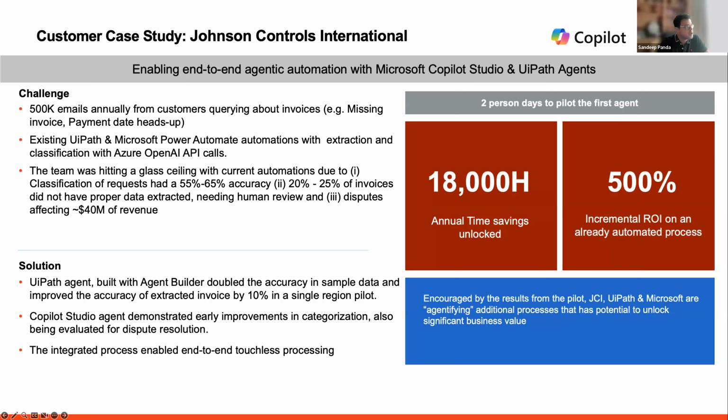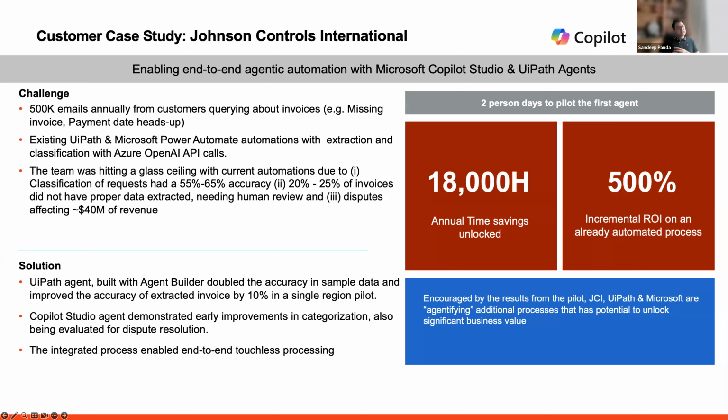The case study with Johnson Controls: they had about 500,000 emails annually from customers querying about invoices, missing invoices, payment date heads-up, and they had 7 or 8 categories. They already had automations. They were aggregating these invoices into a Dataverse, extracting information with direct queries to the Azure OpenAI API, classifying these requests, and then triggering UiPath automations for each of these for follow-up actions.